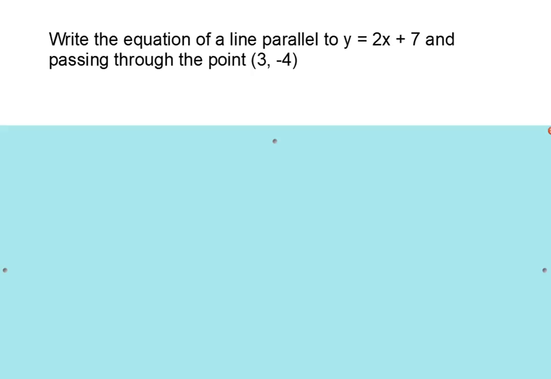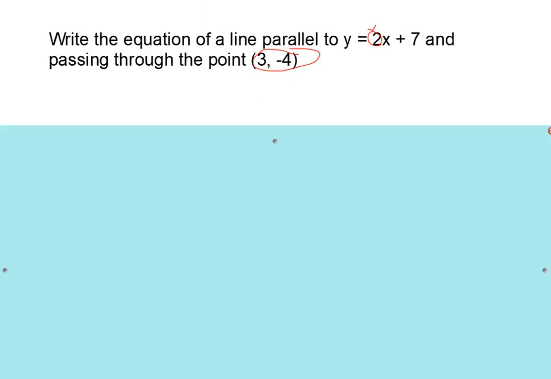Write the equation of a line parallel to y equals 2x plus 7 and passing through the point (3, -4). Well, why do they tell me that it's parallel to this line? What piece of information does that give me? Since it's parallel, I know that they must have the same slope. And what is the slope of y equals 2x plus 7? Well, the slope is just 2. And I want it to go through this point (3, -4).